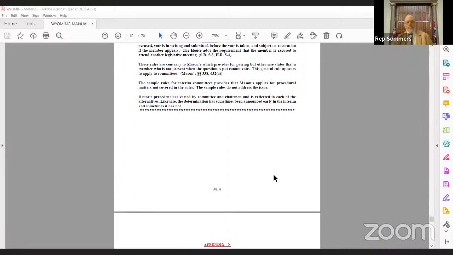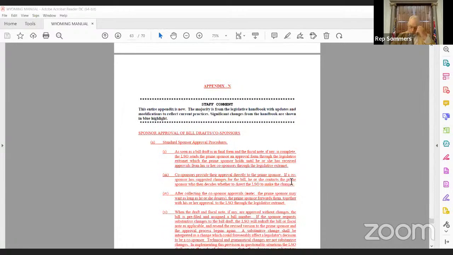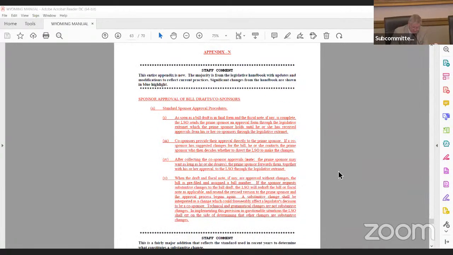Okay. Please proceed. Mr. Chairman, that takes me to Appendix M5. And you'll see from the staff comment, this entire appendix is new, but probably 95% of it is from the legislative handbook with updates. At one point we had changes in blue highlight, that's disappeared. So sorry, but you can ignore that language. I'll point out the changes from the legislative handbook. Other than that, it's more than precedent. It's in the handbook and this is what you follow.